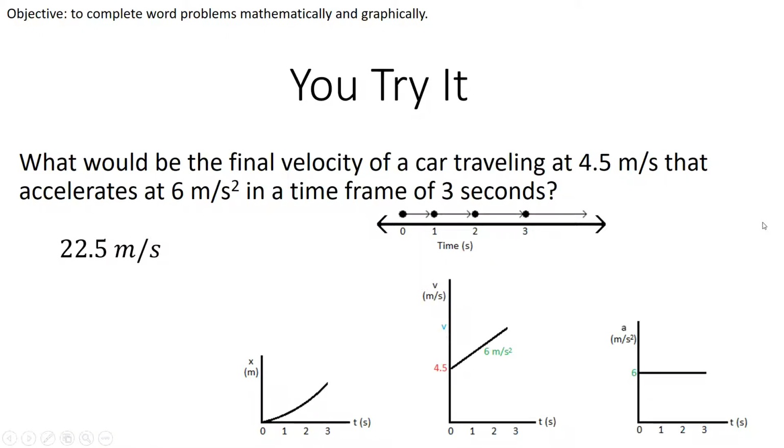All right, well, hopefully you got 22.5 meters per second. And this is what your graphs are going to look like. I'm not going to go over the problem because I've already done that twice already.